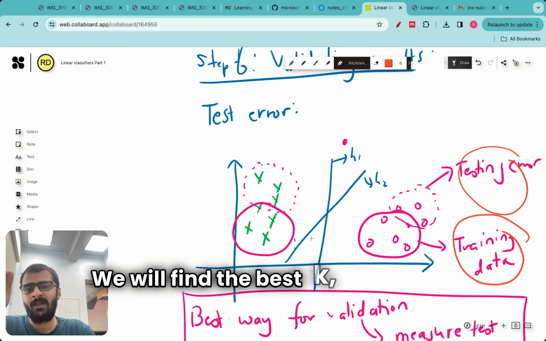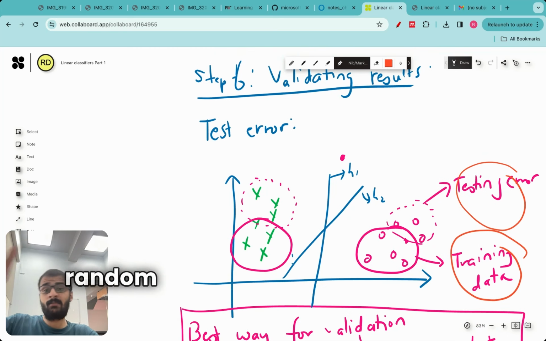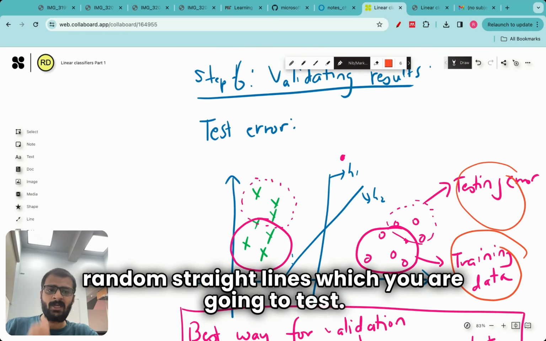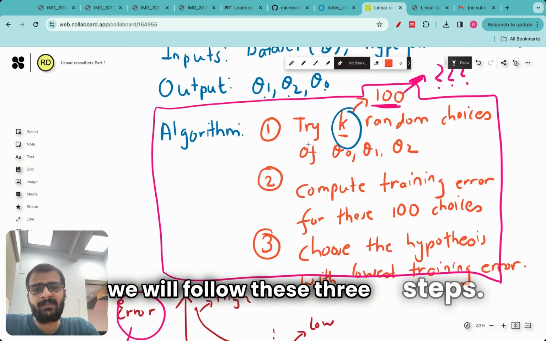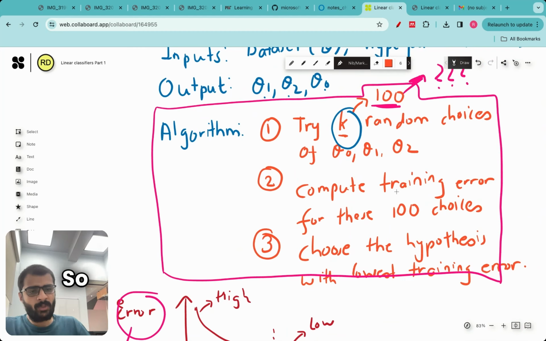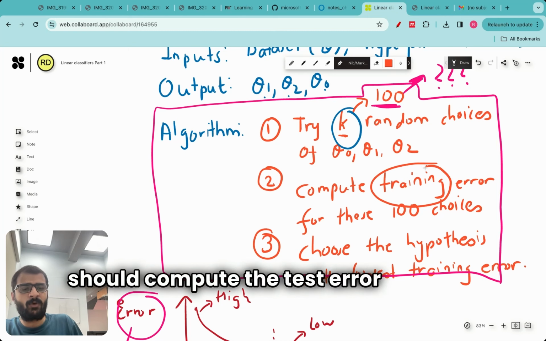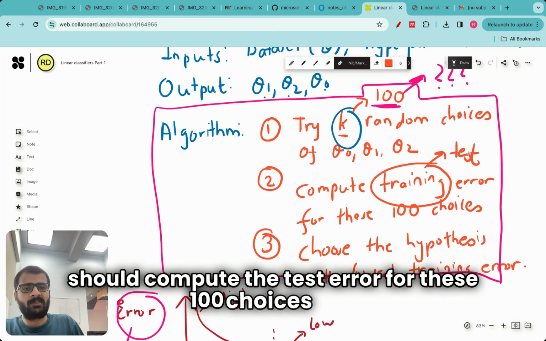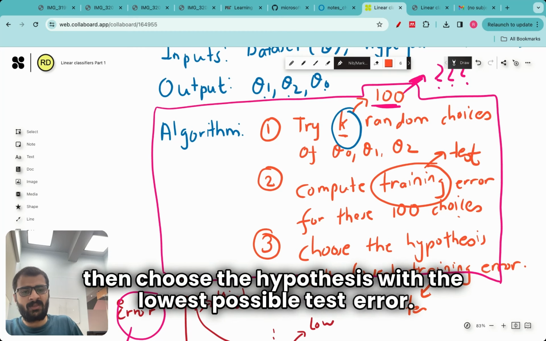We'll find the best K, which is the number of random algorithms, or random straight lines, which we are going to test. Once the algorithm is determined, then we will follow these three steps. We will try the K random choices. We should compute the test error for these 100 choices, and then choose the hypothesis with the lowest possible test error.